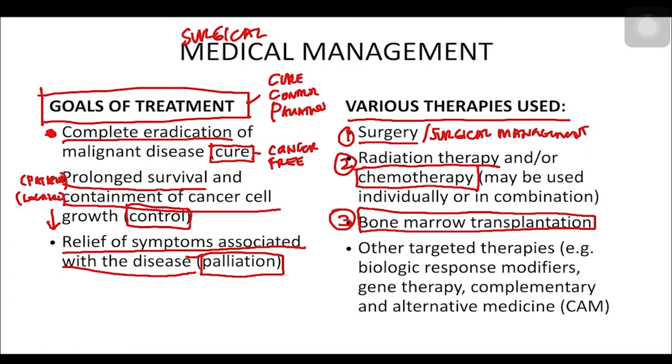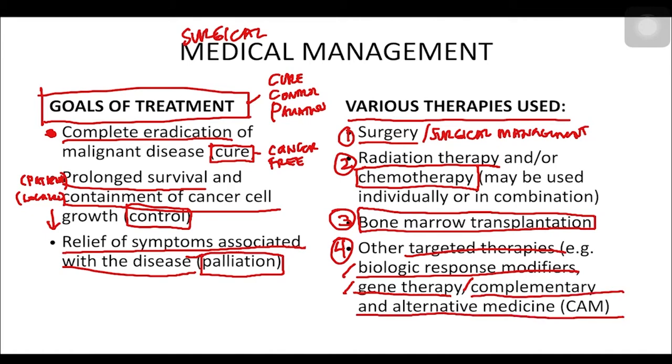Okay. And then we have our other target therapies. For example, your biologic response modifiers, gene therapy, complementary and alternative medicine. Okay, so yan, biologic response modifiers, gene therapy. Hindi yung GIN na gene. Gene, GENE. Okay, so therapy and complementary and alternative medicine. Okay, so there are other therapies used. Okay, next.